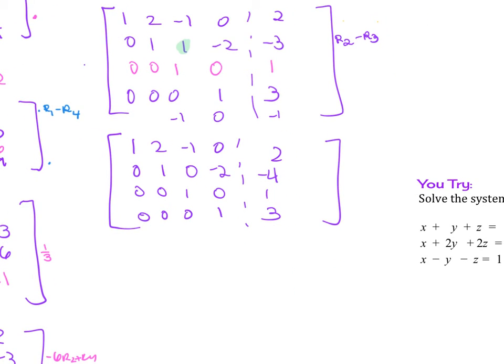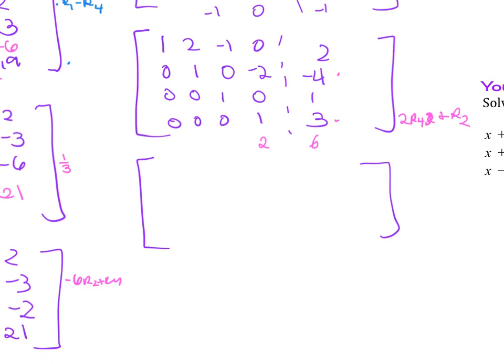Then in order to get rid of that negative 2, I'm going to multiply row 4 by 2, and then I'm going to add it to row 2. So this is 2 and this is 6. I'm working with these here. So 1, 2, negative 1, 0, 2. So this is 0, 1, 0, 0, and this is a positive 2. Then 0, 0, 1, 0, 1, 0, 0, 0, 1, 3.